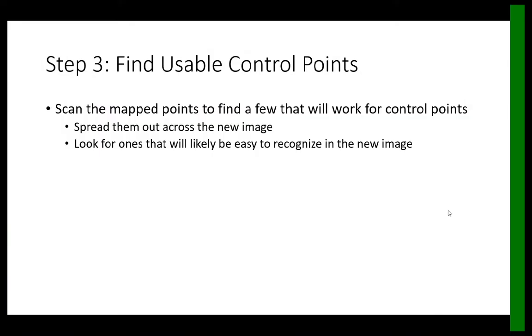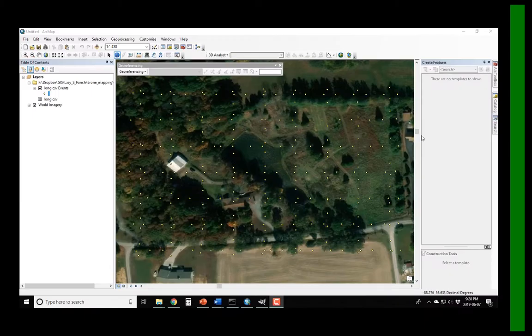Now that we have all these control points, let's look and find four or so that will work for control points. So we want them spread out across the new image, sort of one in each corner. And we also want to find ones that will likely be easy to recognize in the new image. So look for control points that are near or right on top of some sort of distinguishing feature, anything that you'll be able to find in the new stitched image. So I've changed the color of the control points and made them yellow, to make them a little bit easier to stand out on this background.